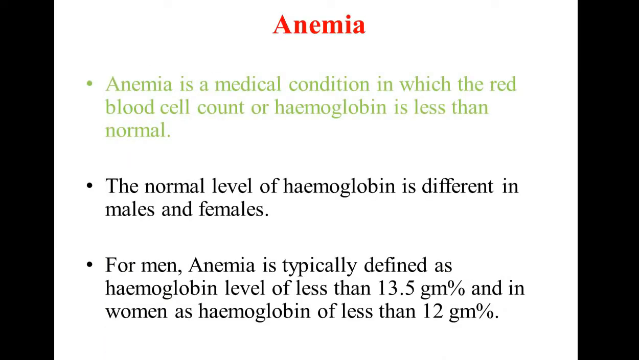Anemia is a medical condition in which RBC, that is red blood cell count, or hemoglobin is less than normal. The normal level of hemoglobin is different in males and females. For men, anemia is typically defined as a hemoglobin level of less than 13.5 gram percent, and in case of females, a hemoglobin level of less than 12 gram percent.